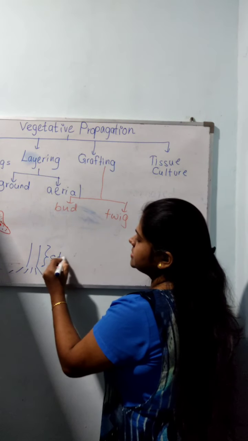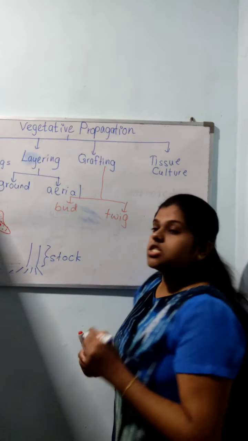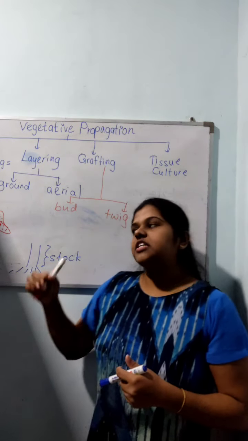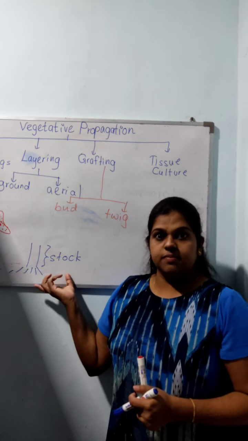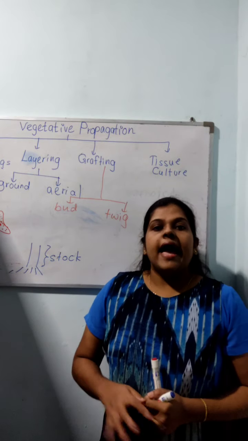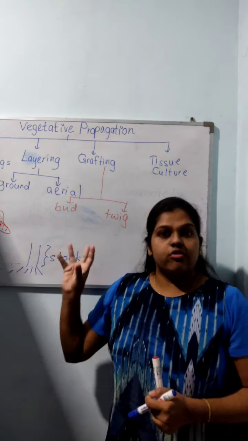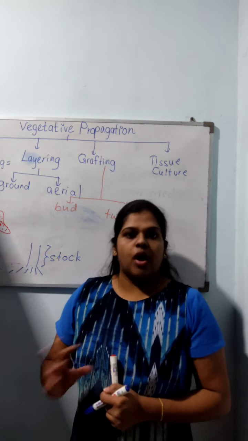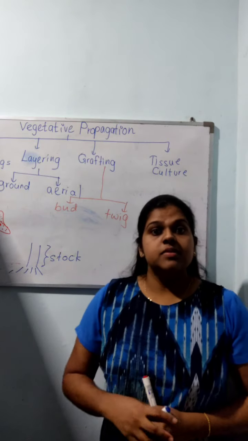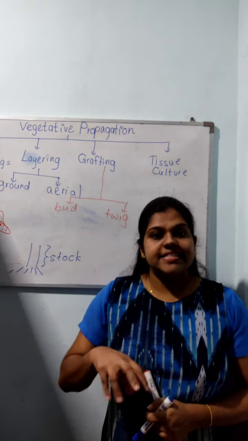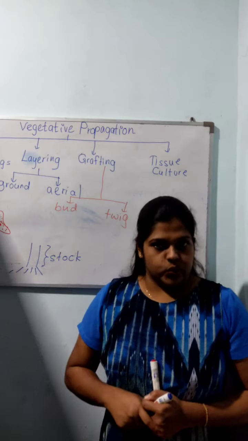The plant part which gives the root system, we call the stalk. The main features we look for in the stalk are a very good, widely spread root system, and it should withstand environmental conditions, especially drought, as well as be free from root diseases and the pests that damage the roots.